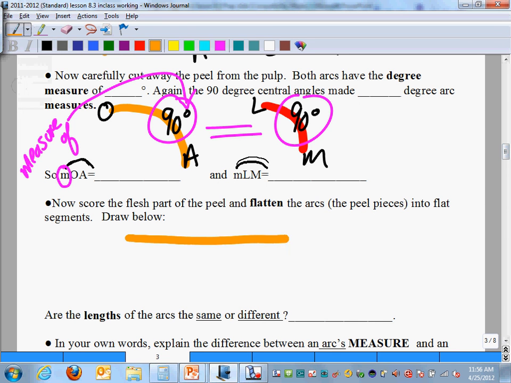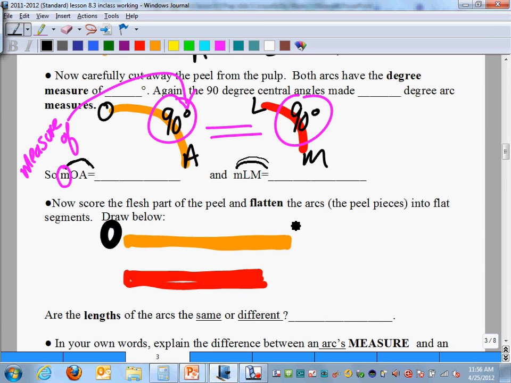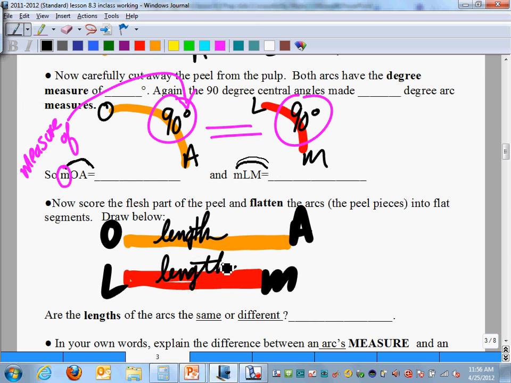Draw your larger orange peel that's flat, and your clementine peel should be a little bit smaller. This one was OA. This one was LM. I'd like you to write the word length right along those. That represents your flattened peels.